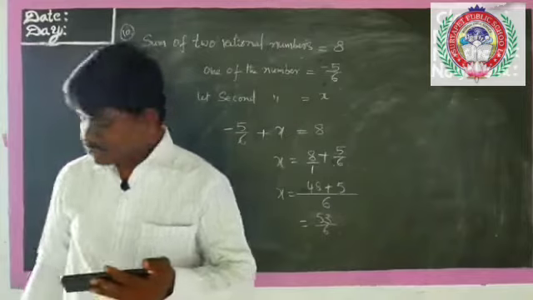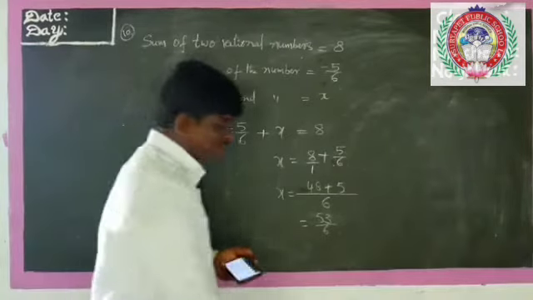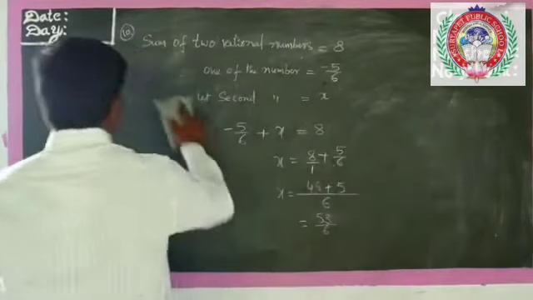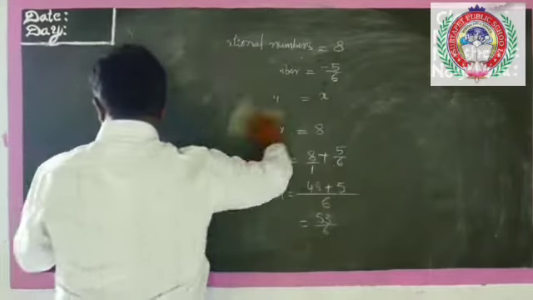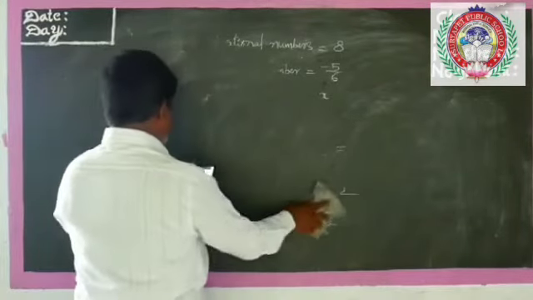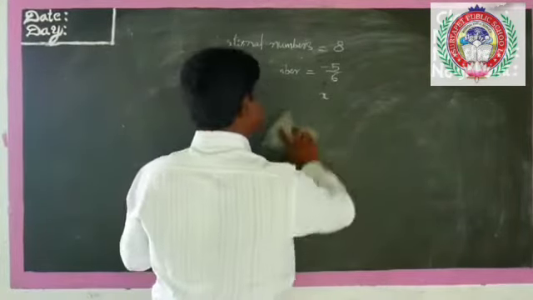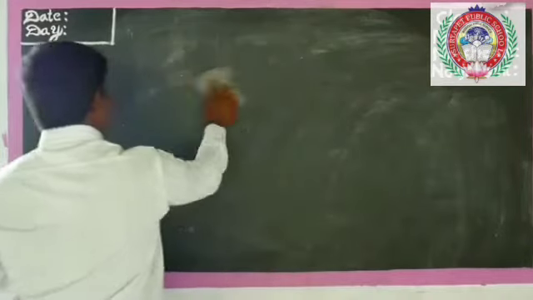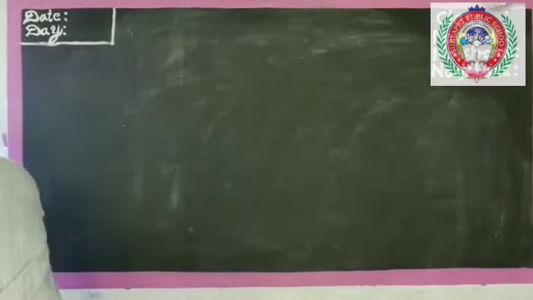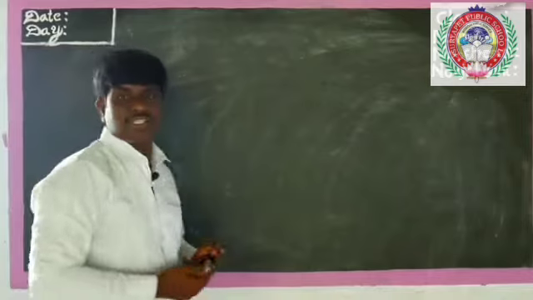Now let us solve the 11th problem. 11th problem, first exercise. Is subtraction associative in rational numbers? Explain with examples, he says. Associative in rational numbers.